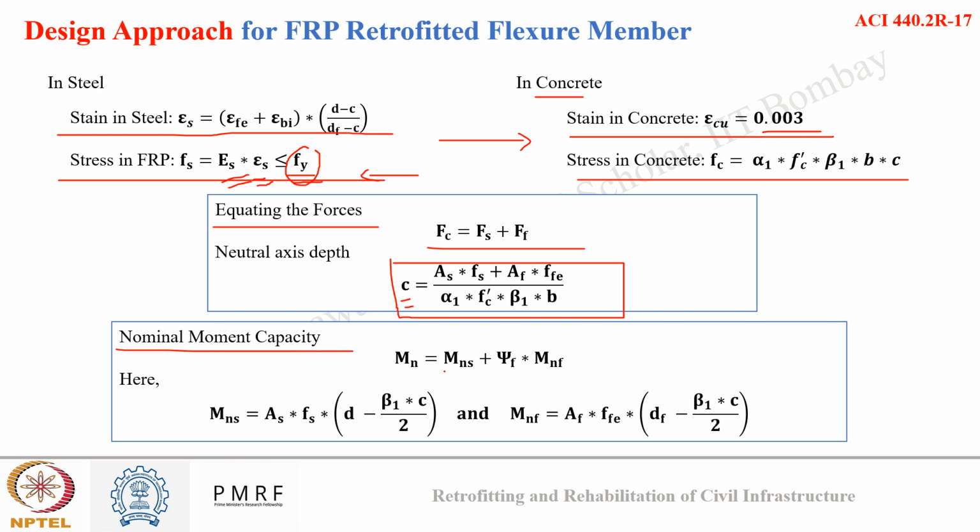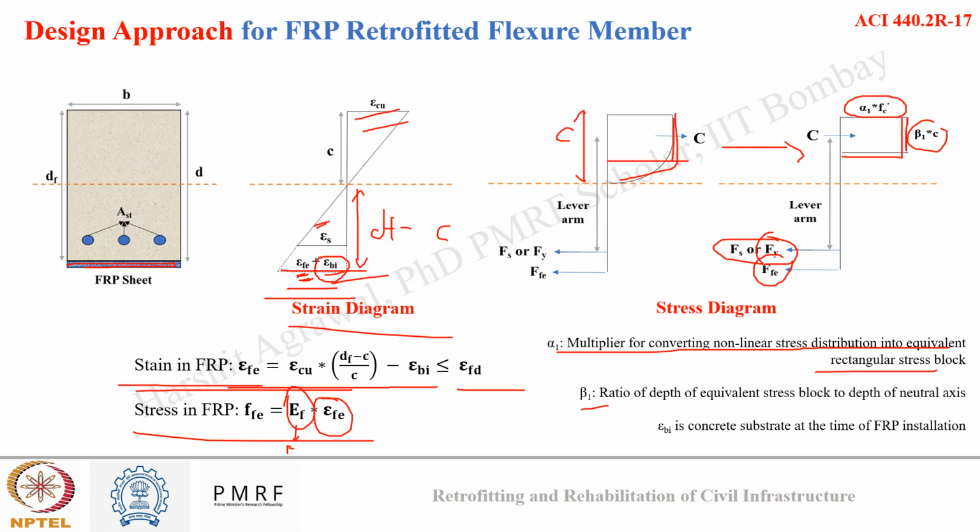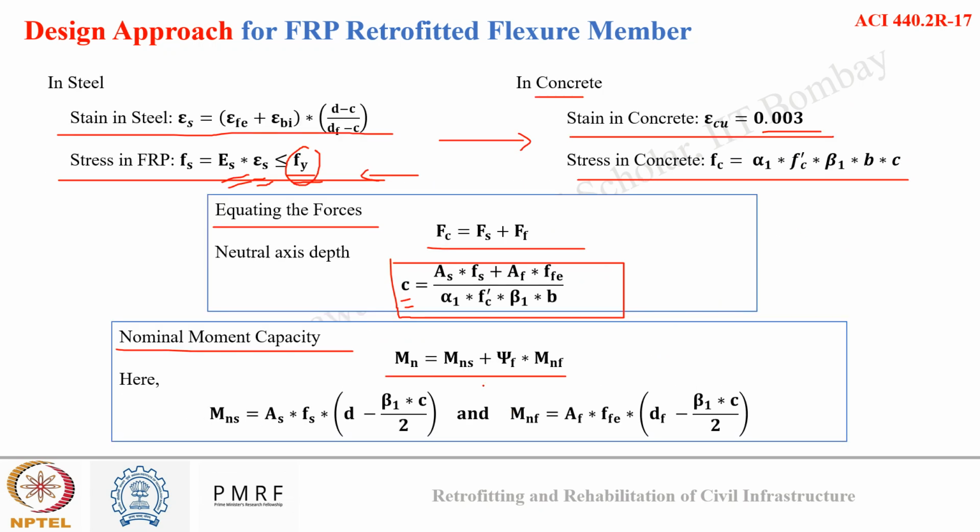Once we have equated the forces, we can determine the nominal moment capacity of the member, which will be nothing but the moment offered by the steel plus the moment offered by the FRP, each times its lever arm distance. Here you can see the same thing is written. For steel, my lever arm distance will be different, and for FRP, my lever arm distance will be different. So you can see both the terms are different. The first part is just the force provided by the steel and the second the resistance provided by the FRP.